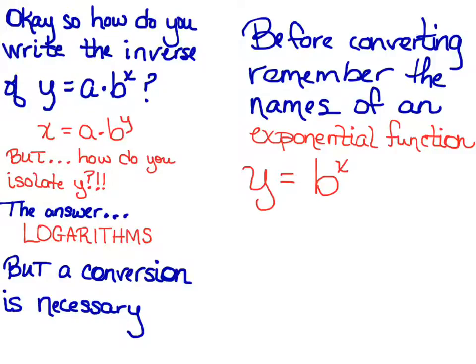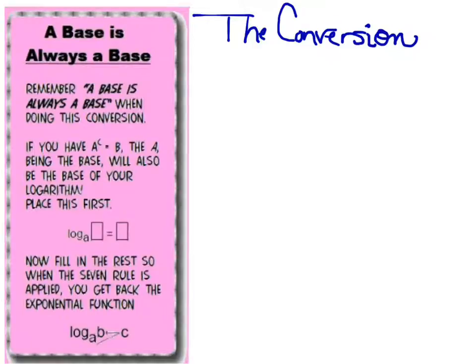But before converting, we need to remember the names of an exponential function. This is the base. This is the exponent. I think everybody should know that. So the conversion involves this little process, or understanding that a base is always a base when doing the conversion. So there's this little mnemonic device that you can use if you choose. It's called the 7 rule. It just makes this number 7 out of these arrows.